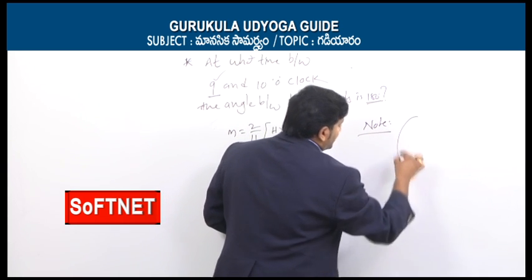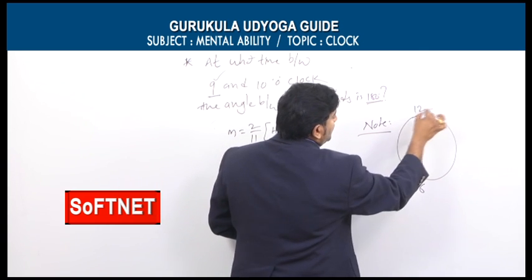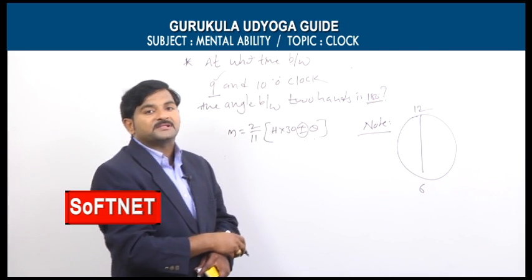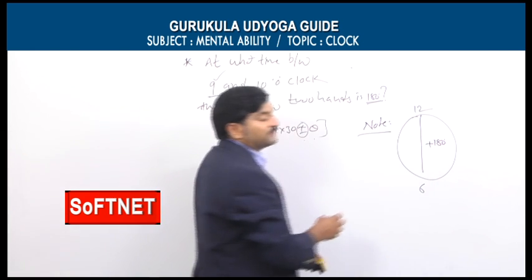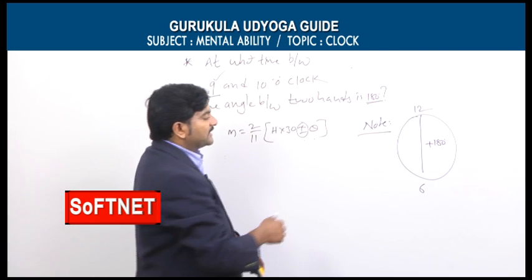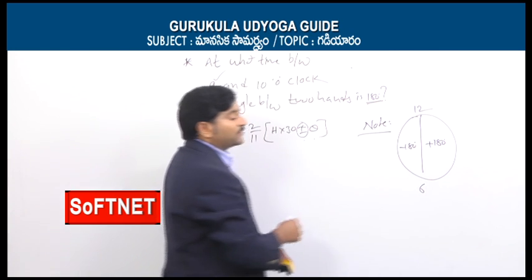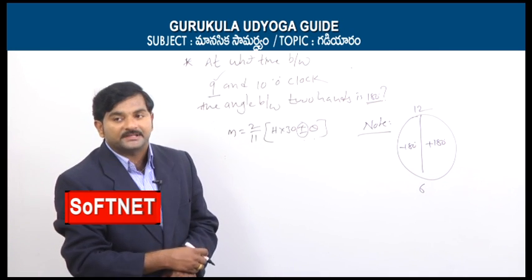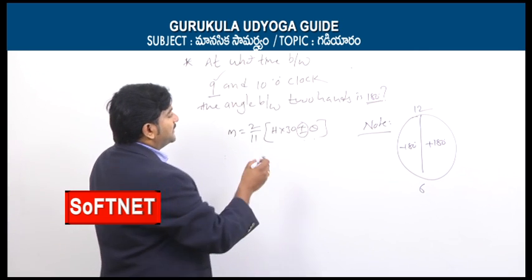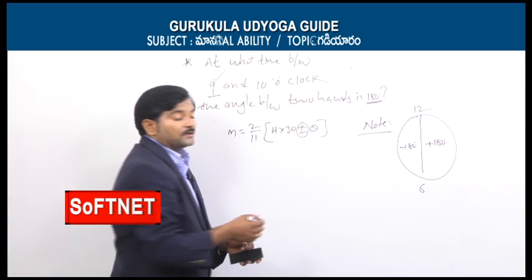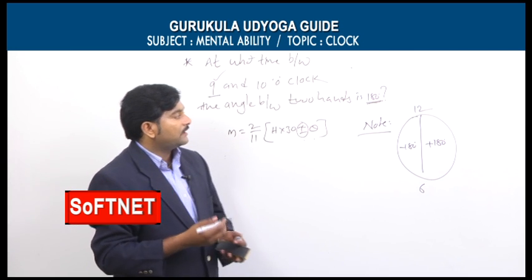If the given time lies between 12 o'clock and 6 o'clock, we simply take plus 180 degrees. And if the given time lies between 6 o'clock and 12 o'clock, we need to take theta equal to minus 180 degrees. By using this small note, we can solve all types of questions related to 180 degrees, or two hands on the same straight line but opposite in direction.